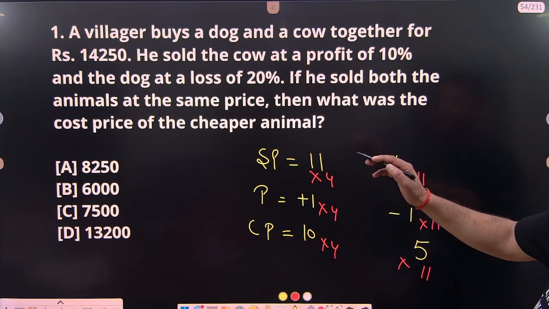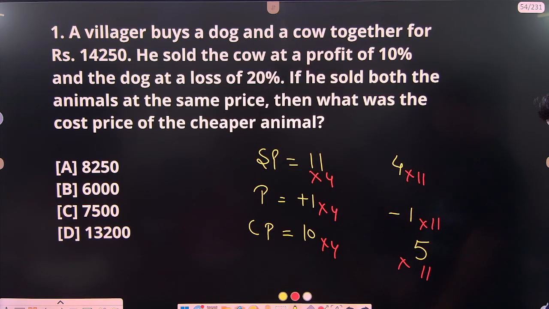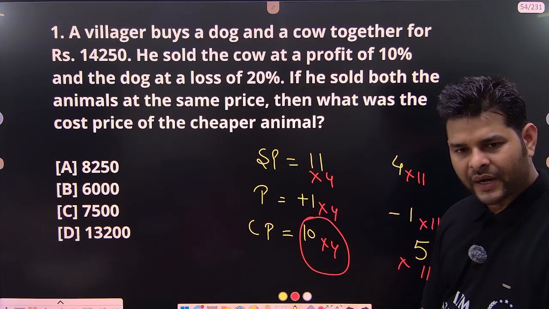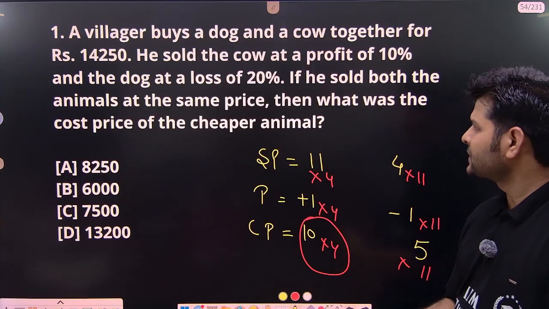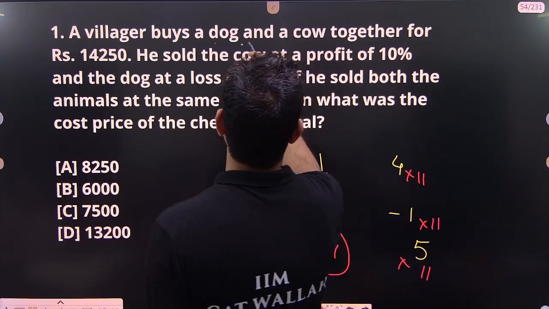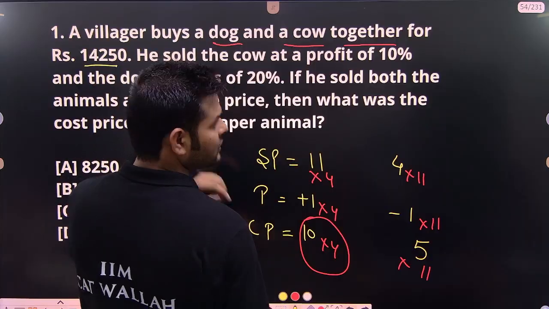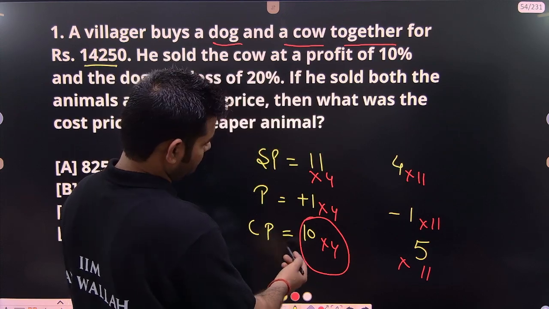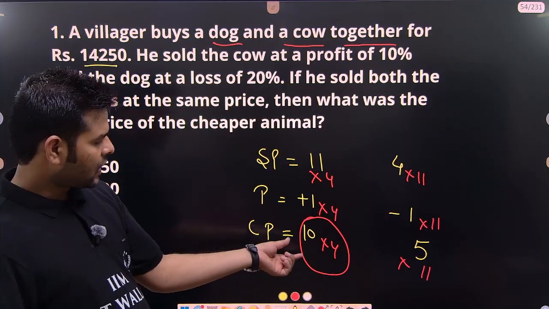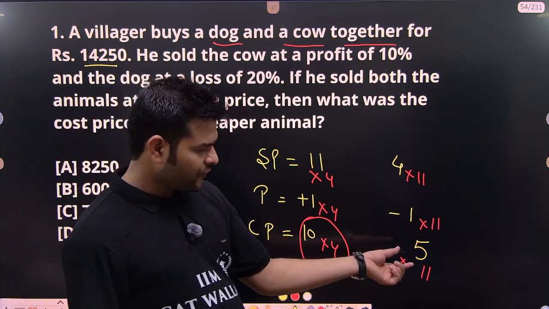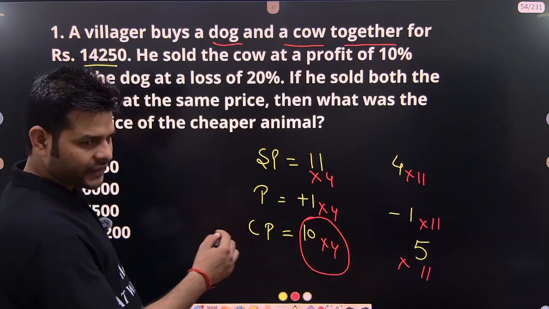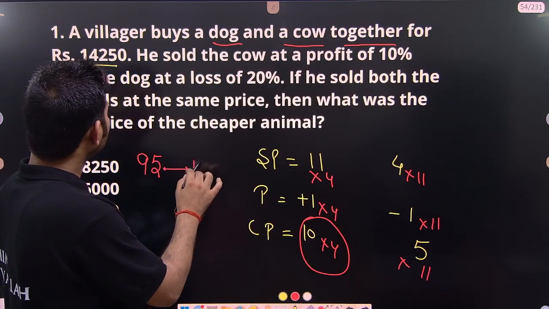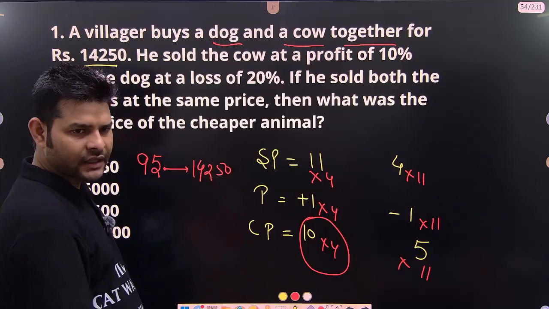Now, what was the cost price of the cheaper animal? So, which is cheaper? 40 units. So, you will have to find out the value of 40 units. The question says a person buys a dog and a cow together for rupees 14,250. So that means the cost of cow is 40 and the cost of dog is 55. So 40 and 55 make 95. So 95 is going to represent 14,250. Quite clear or not?